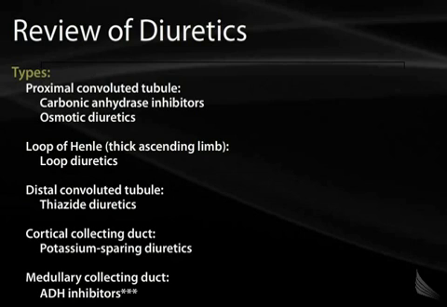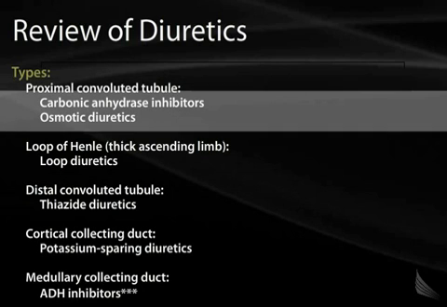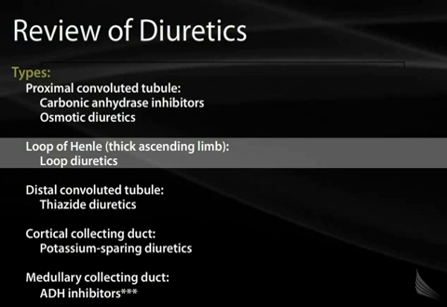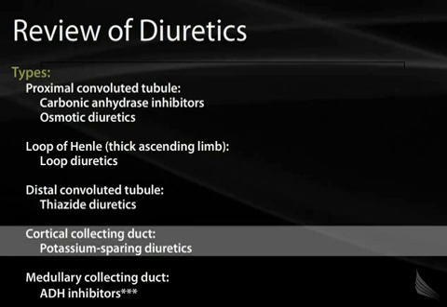Diuretics are classified by where they act in the kidney. There are proximal convoluted tubule diuretics, specifically the carbonic anhydrase inhibitors or osmotic diuretics. There are loop diuretics, which work in the thick ascending limb of the loop of Henle. There are thiazide-type diuretics, which work in the DCT. Finally, there are potassium-sparing diuretics, which work in the cortical collecting duct.